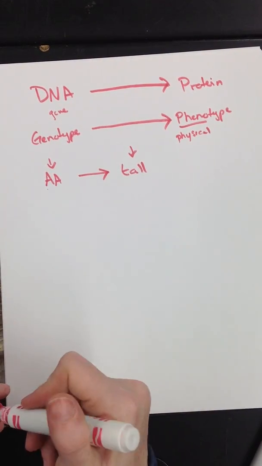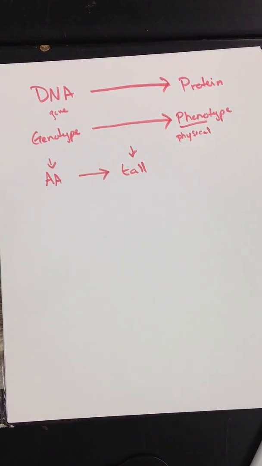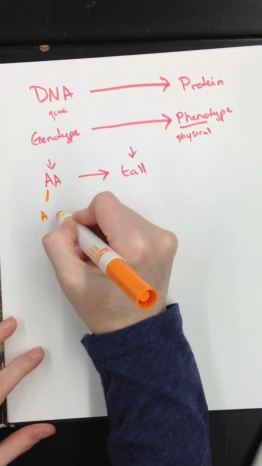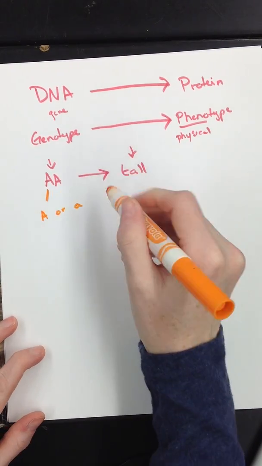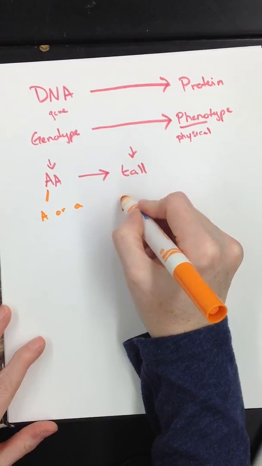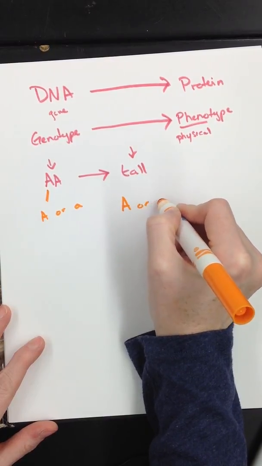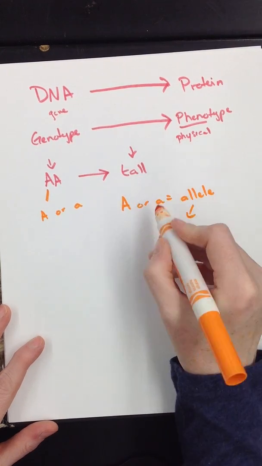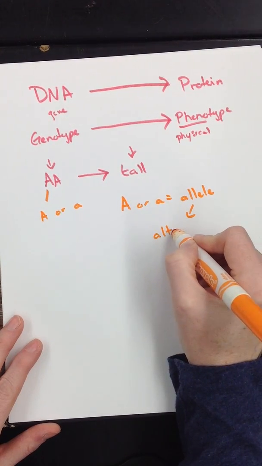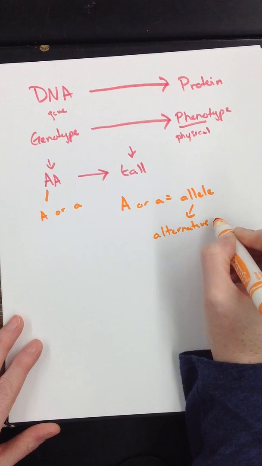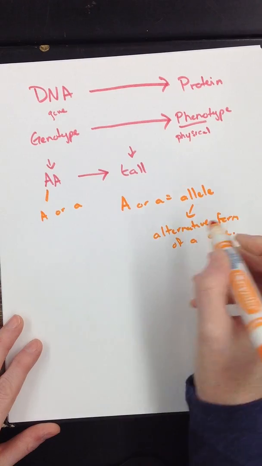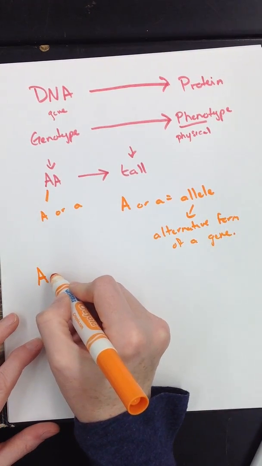All right, now a little bit more vocab, because that's all this is. When I look at each individual letter, if I look at big A, or maybe there was a little a, those have a name. If it's this or this, these are called an allele. An allele is an alternative form of a gene.